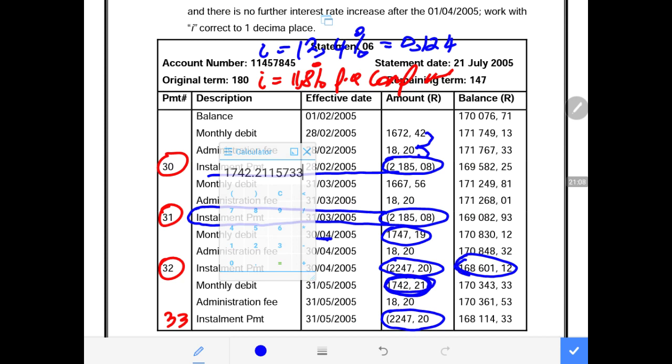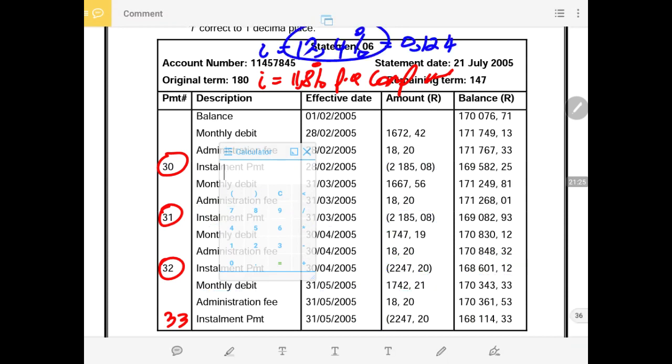So they say the closing balance of the previous month times by the interest rate, which is the increased interest rate, to get to the interest, which is the monthly debit for the month of April. So now this is very simple like that.